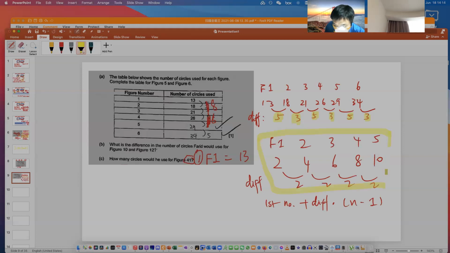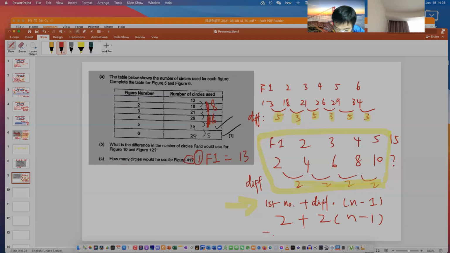This is the question we are familiar with, and we have the formula to solve. Because the difference is the same, which is 2, the first number is 2, the difference is 2, so it's n minus 1. So if they ask you for figure 15, what is the value?